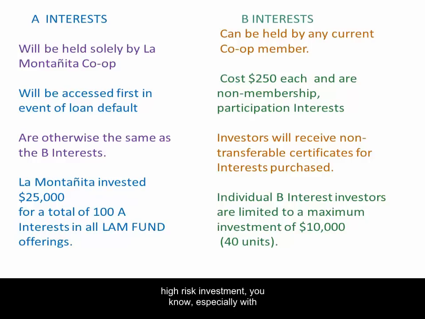La Montanita invests $25,000 every year in the offering, and because we know that farming is a high-risk investment, especially with climate change, we take the hit first rather than our grassroots investors should there be a default. We have had in the past 4 years one default for $3,000, which is really not bad at all given that we have provided that $150,000 in loans.